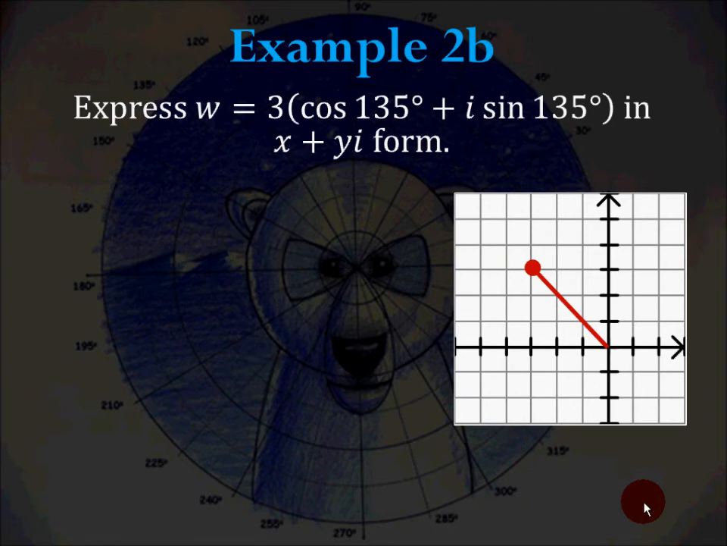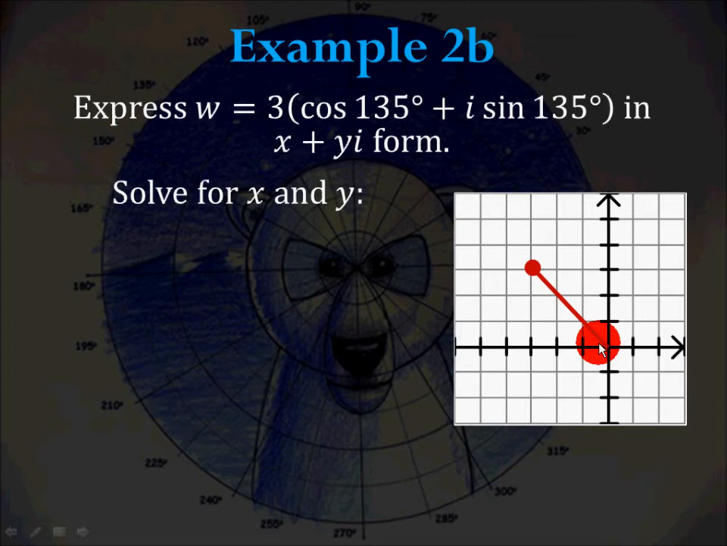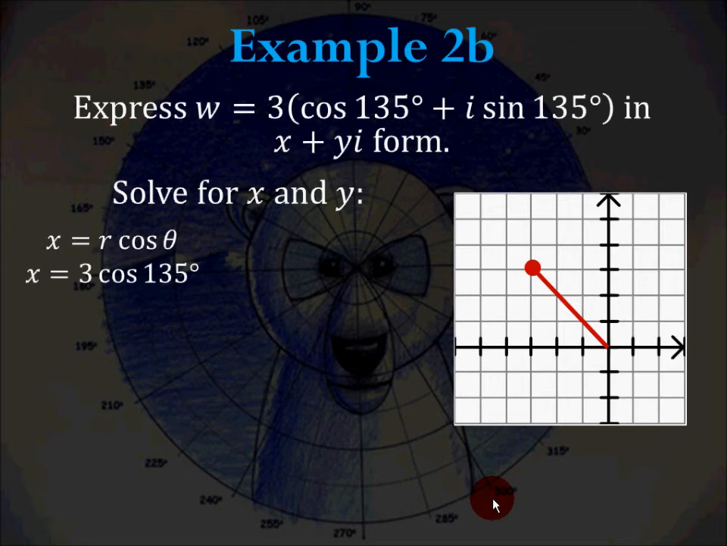2b, express w equals 3 cosine 135 plus i sine 135 in x plus yi form. So now we're just going to go backwards. There's 135 degrees. It's halfway between 90 and 180. And I will tell you this is not going to be 3 units from the center, but we'll see how it works. So solve for x and y using r cosine theta for x and then r sine theta for y. So x is r cosine theta, which is 3 cosine 135.